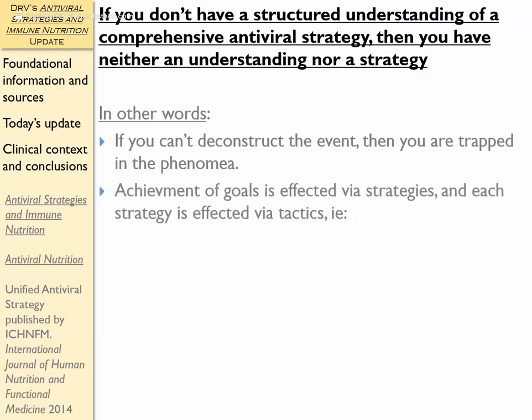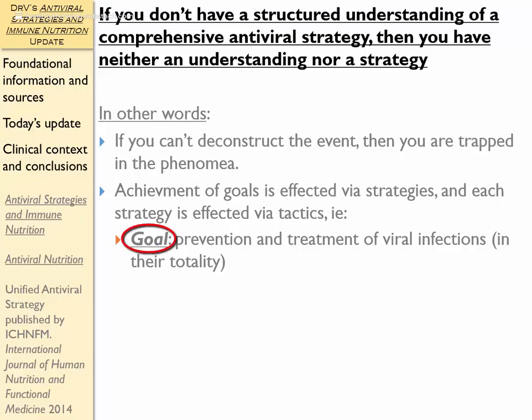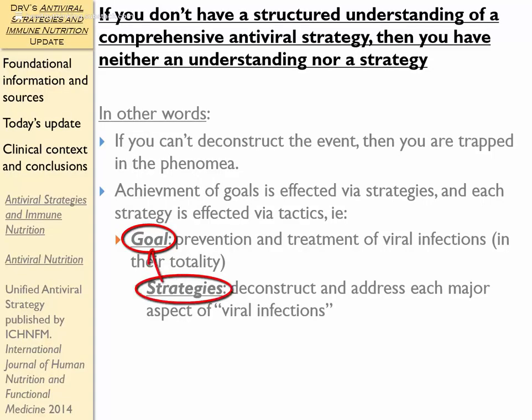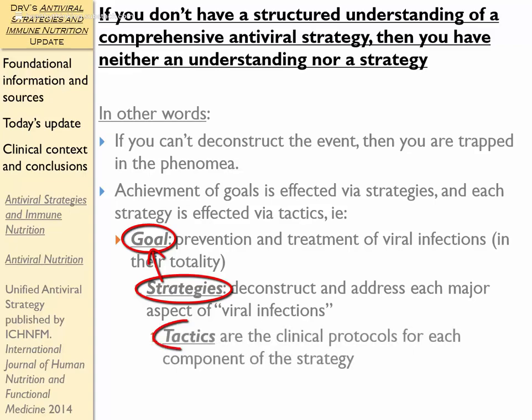Achievement of goals is affected by strategies, and each strategy is affected by its tactics. What that looks like visually is we have goals, in this case the prevention and treatment of viral infections. Supporting that goal is the strategy of addressing each one of the major components of a viral infection. So we want to deconstruct and address each major aspect of what we call viral infections generally, and to support that strategy we're going to use a specific tactic, and that is the use of these clinical protocols for each component of the above mentioned strategy.